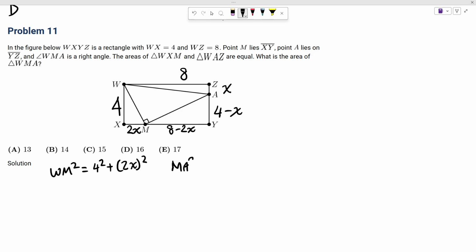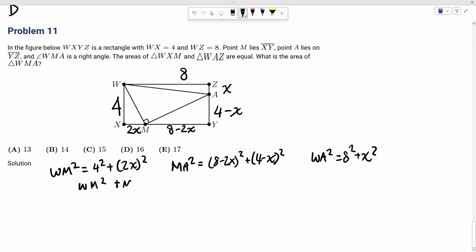MA squared is equal to (8 minus 2x) squared plus (4 minus x) squared. WA squared is equal to 8 squared plus x squared. And finally, WM squared plus MA squared is equal to WA squared.